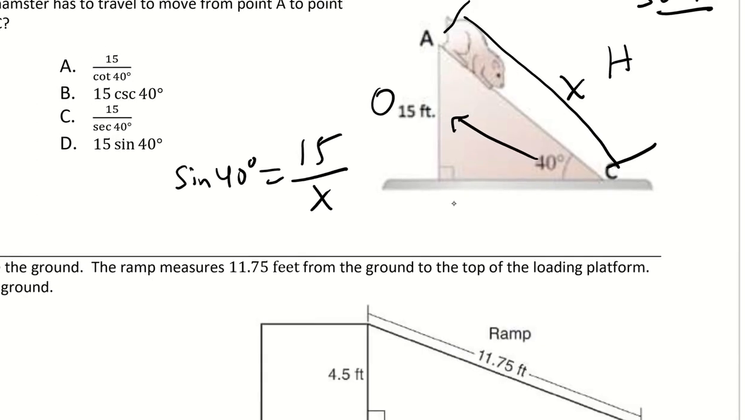All right, so we want to solve for x. So remember, we got to do the Lynch swap. If the variable is on the bottom, then we have to swap those. So let's do the Lynch swap. So x is equal to 15 over sine of 40 degrees. Okay, all right, and then we're gonna match this up. So it's 15 sine 40, so that's not it. 15 over cotangent, no. 15 over secant, no. The answer is actually B.